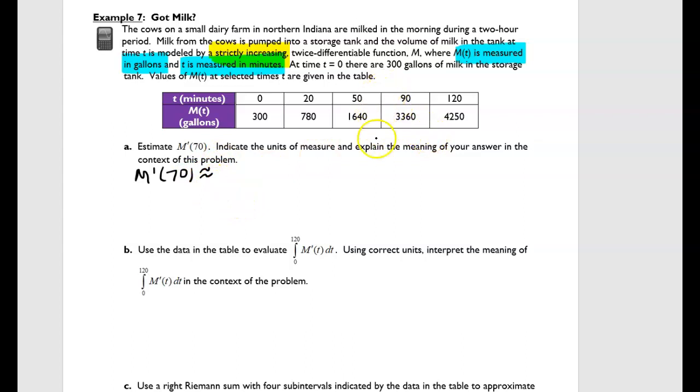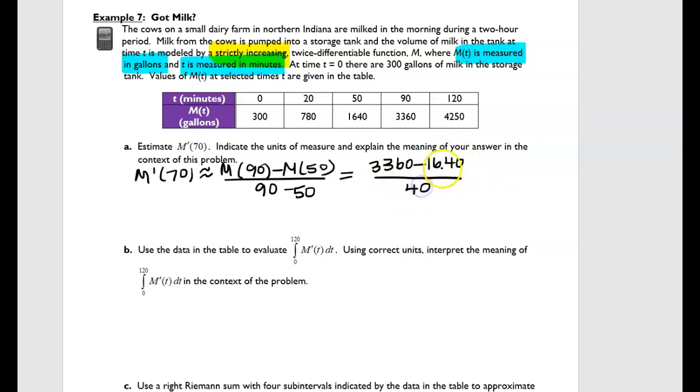So I don't have the point 70. I'm going to use the 2 points nearby, 90 and 50. Y values on top, m of 90 minus m of 50 over 90 minus 50 equals 3,360 minus 1640 all over 40. Now you can leave your answer here if you put units. I will go ahead and simplify it. Even if it's a calculator problem, you can leave it right there with units. I'm going to simplify it because it'll make it a little easier. That is 43. Remember, you can use your calculator to simplify that. The units would be, I noticed I had m over my time. Units of m were gallons, time was minutes, so this is gallons per minute.